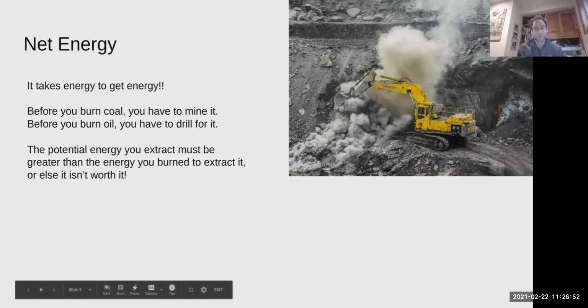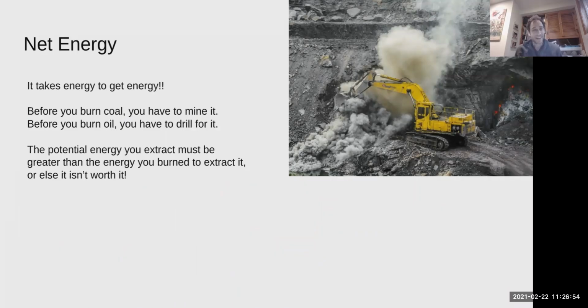All right, now moving into this idea of net energy. There's only one slide on this, but it's very important to understand. To get energy, to extract energy, you have to make an energy investment. Look at this picture over here. This is coal mining. We've studied coal mining before. Think about how much fuel this excavator is using, those trucks use. Think about how much energy you have to burn to actually extract the coal.